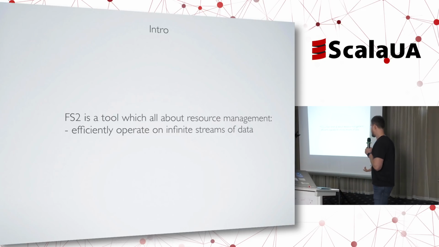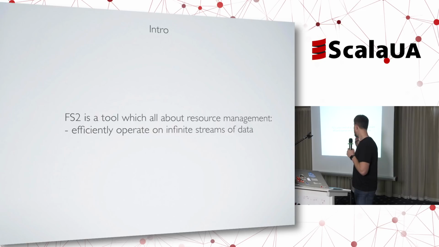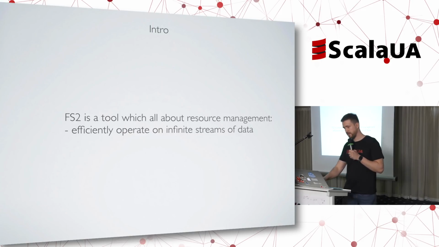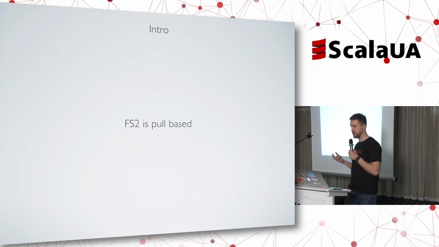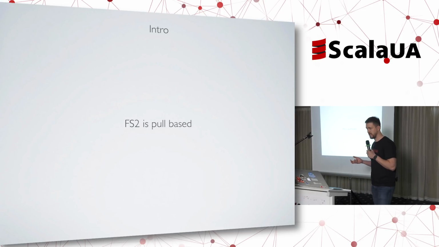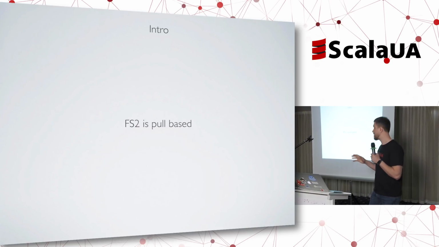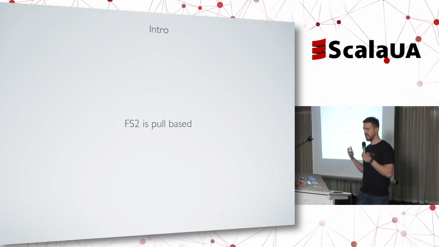And FS2 gives you a lawful algebra to deal with potentially unbounded or infinite streams of data. There are two ways in which streams are implemented. One is push-based, and the most famous one is the observable pattern, where you register the subscriber with the observable, and then the observable pushes the messages to the subscriber or invokes it directly. But in contrast, FS2 is pull-based, which means that downstream will pull messages from upstream at a pace it can deal with.